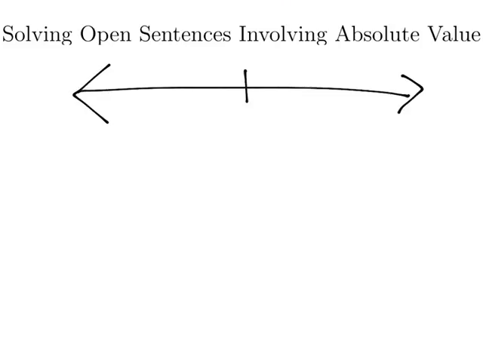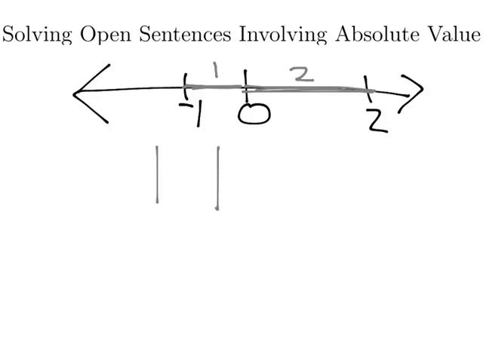This lesson is on solving open sentences involving absolute value. So to start off, let's go over absolute value and what it means. Here we have the number line, and in the middle is 0. What absolute value is, if you have any number, it could be 2, it could be -1, it's just the distance from 0. In this case, that's 2, and in this case, that's 1. It's represented using vertical bars around some number.